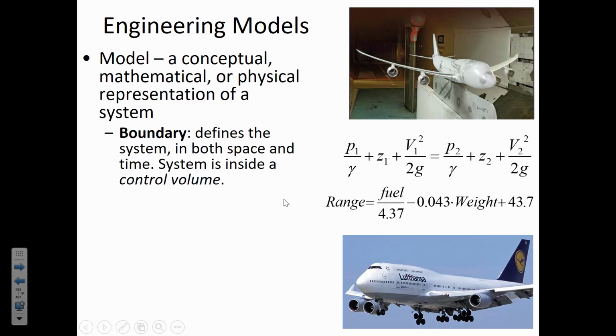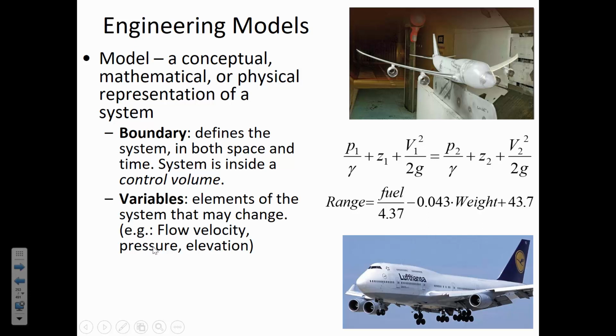When we apply a model, there are boundaries that specify the extent that the system is being considered. And in Chapter 5, we'll spend a lot of time talking about how to set the boundaries by considering the control volume. That is just sort of the volume in which the object of interest is placed. And so the control volume for this physical model of a 747 would be the interior of the wind tunnel, for example. The variables in a model are the things that change over time, like the velocity of the wind, the pressure of the gas, the elevation of the plane.